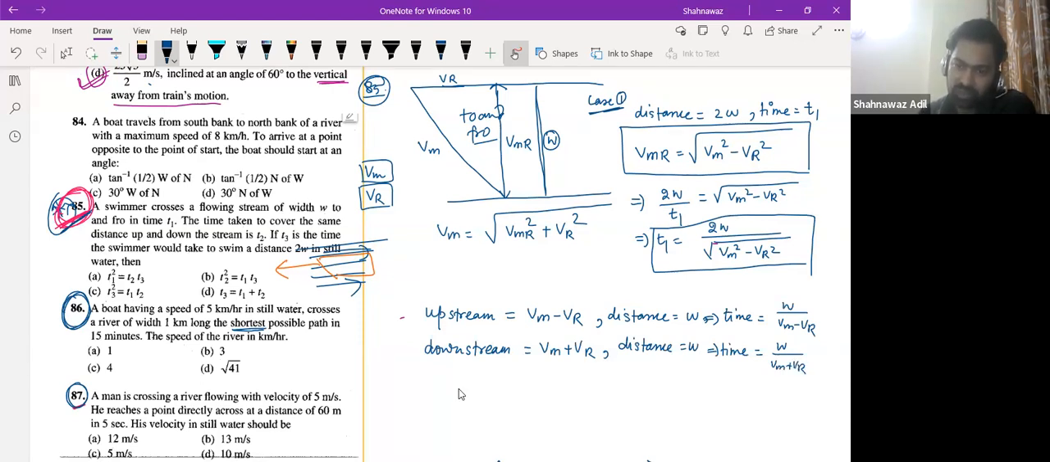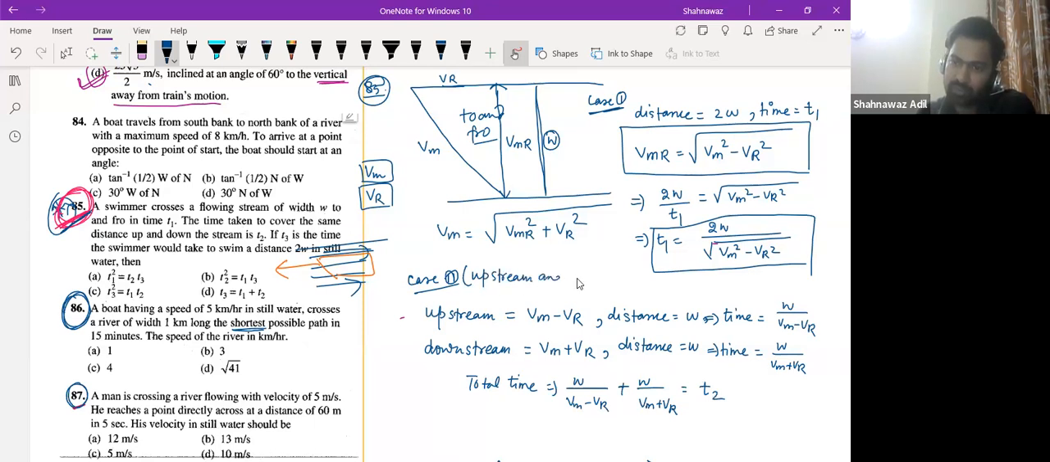So total time is how much? This is case 2. So total time is W by Vm minus Vr plus W by Vm plus Vr. And they have said that this total time is T2. So this is upstream and downstream. So one is to and fro across the river, the other is upstream and downstream. And then we have case third.